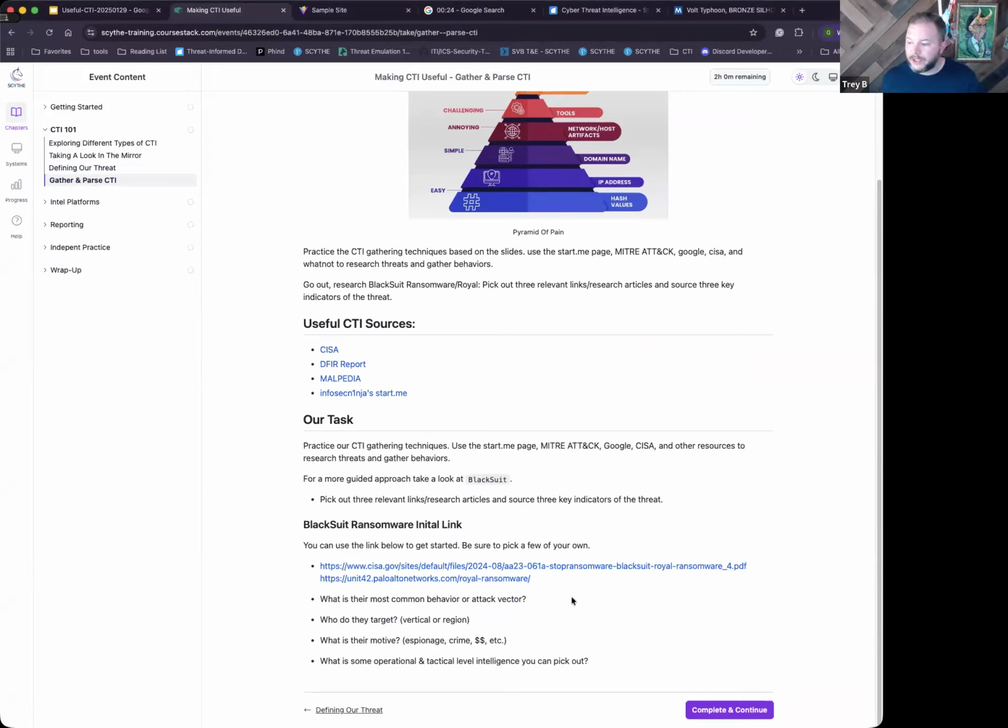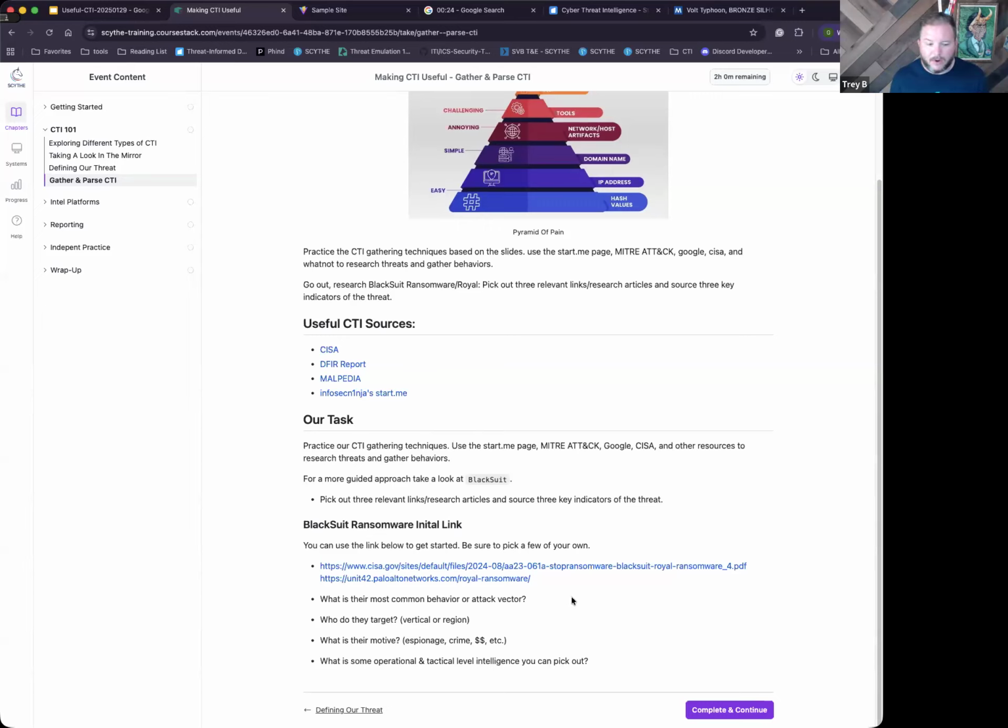Feel free to share with each other inside of chat so that other people can take a look at the different report writing that's out there. And just take note of a couple of different things, like what's the most common behavior or attack vector you're seeing reported on when it comes to Black Suit and Royal? Are there trends in the way people talk about them or talk about their TTPs? Who do they typically target? Can you define a vertical or a region or a specific sector that Black Suit likes to go after?